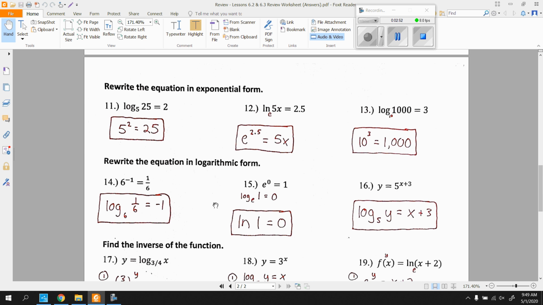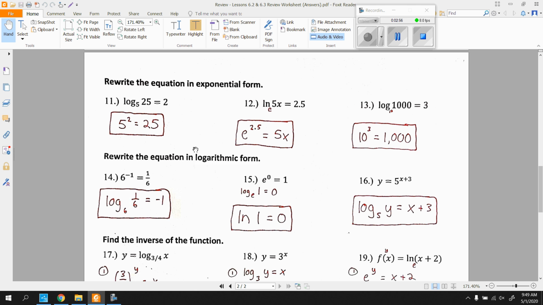The back here is mainly all logarithmic stuff. So going the other direction now, changing logs back to exponential, and then going from exponential to log.